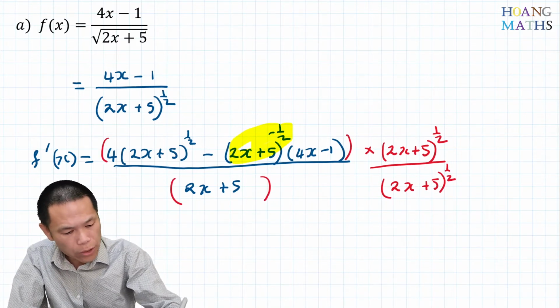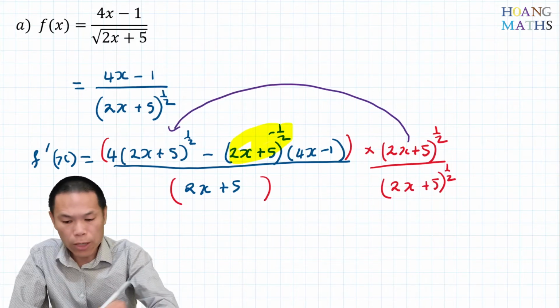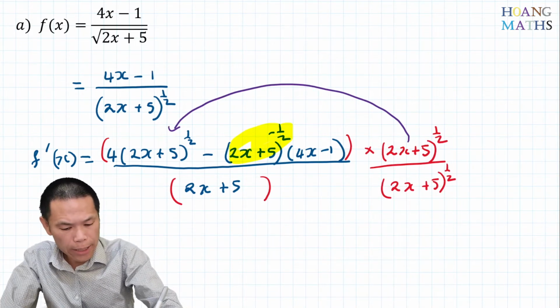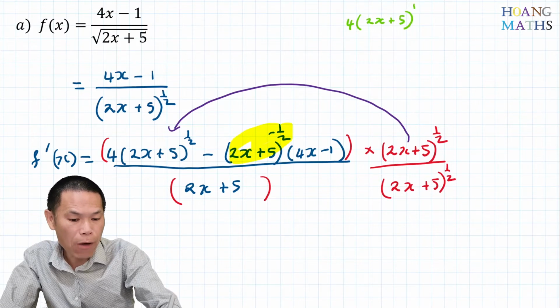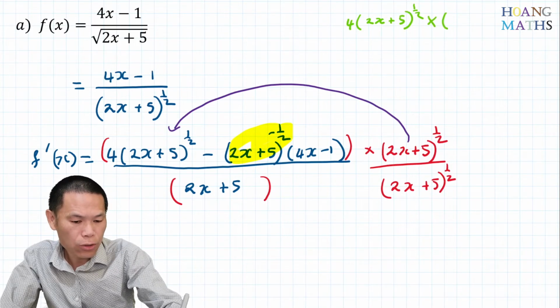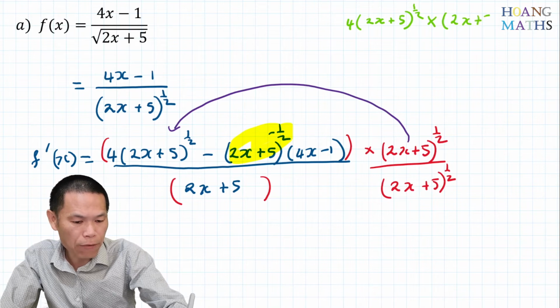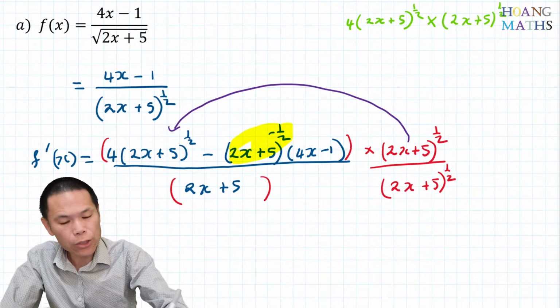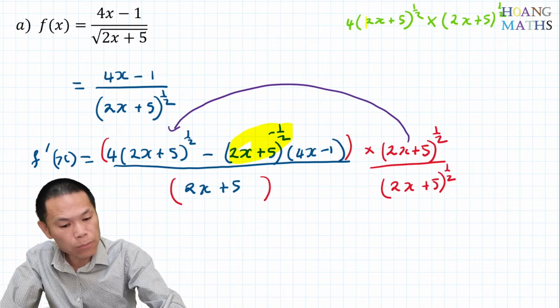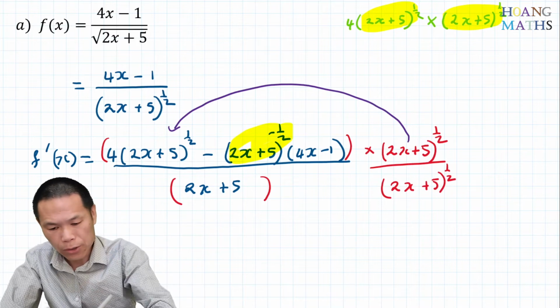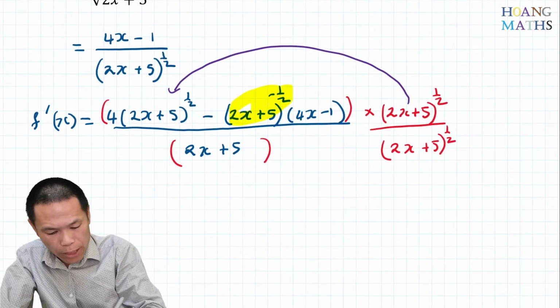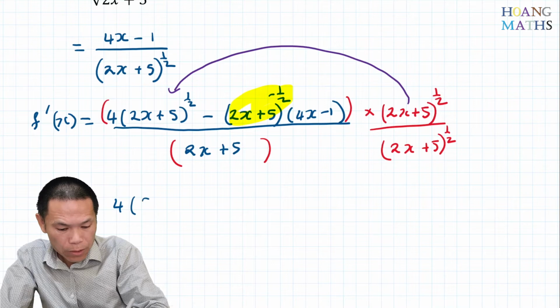So now I go with this one first. Let me write this out. So that is just 4, brackets, (2x plus 5) to the power of a half, times (2x plus 5) to the power of a half. There you go. So these two multiplied together give me a power of 1, because a half plus a half is 1. So now we write this down. That will give me 4 times (2x plus 5). There you go.